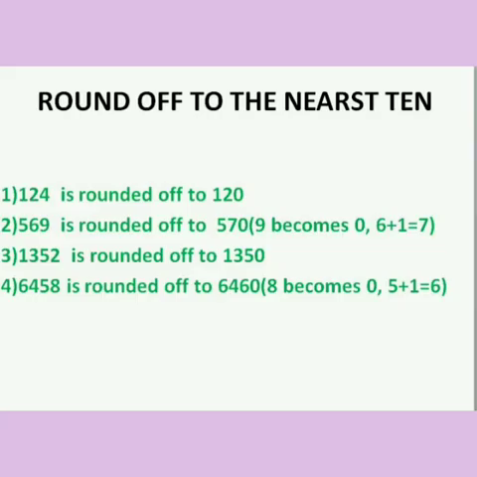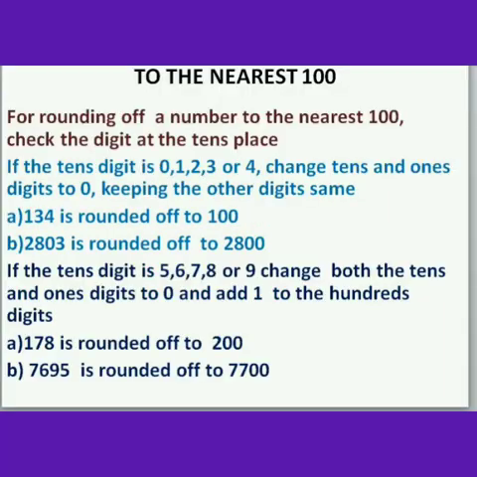Here are some examples for rounding off the numbers to the 10. Here 124 is rounded off to 120 and 569 is rounded off to 570 and 1352 is rounded off to 1350 and 6458 is rounded off to 6460. Here we are rounding off the numbers based on the two rules we learned.